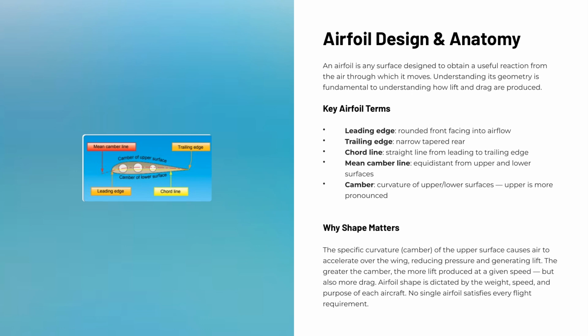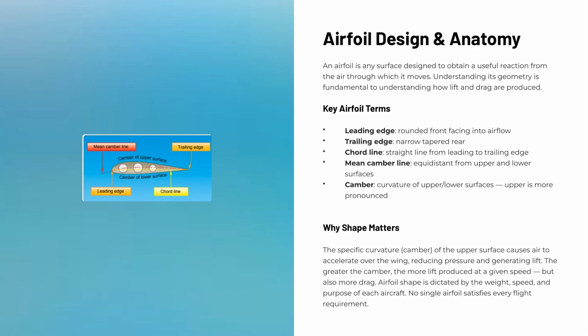The leading edge is the rounded front of the airfoil that faces directly into the oncoming airflow. The trailing edge is the narrow, tapered rear where the upper and lower airflows rejoin. The chord line is an imaginary straight line drawn directly from the leading edge to the trailing edge, and it serves as a reference for measuring angles. The mean camber line runs equidistant between the upper and lower surfaces, and it tells us about the overall curvature of the airfoil. That curvature is called camber, and it's what makes airfoil design so critical.